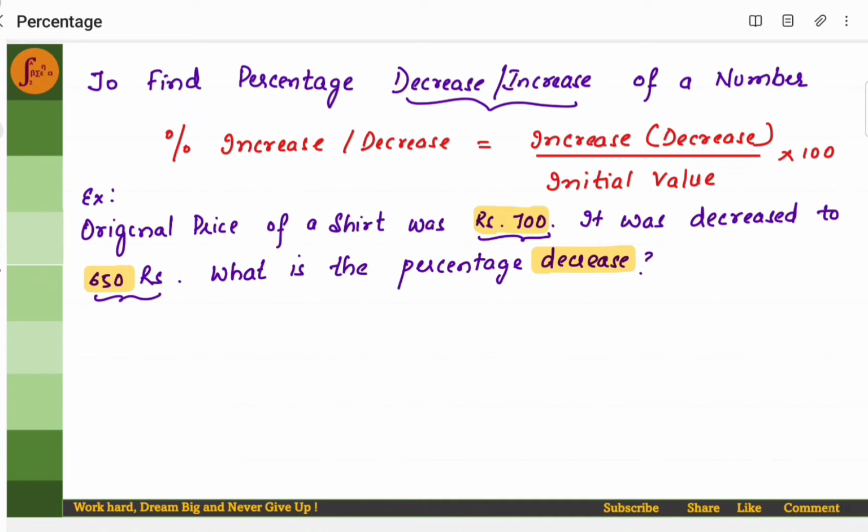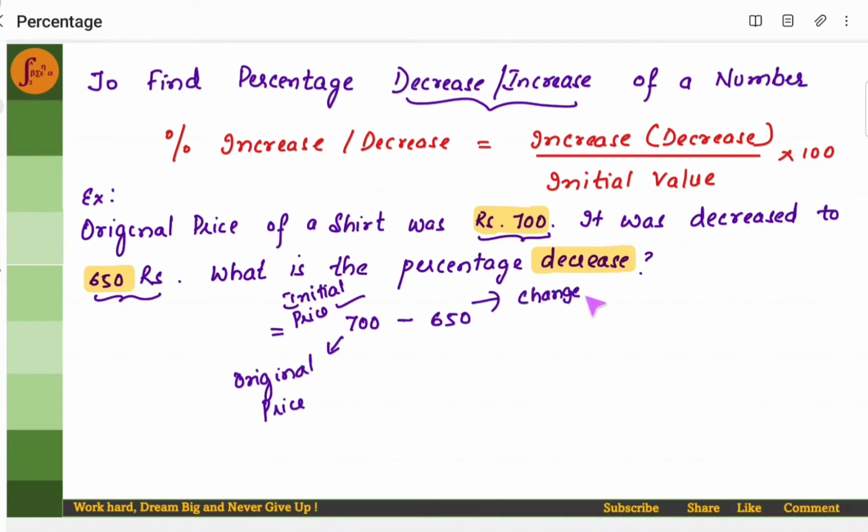We'll have to use this formula. We'll take the original price. What is the original price? 700. What is the latest price? 650. You find the difference. This is the initial price, or the original price, and later it was changed to 650. Now I find the difference, and then I divide by the original or initial price. I divide by this particular initial price.